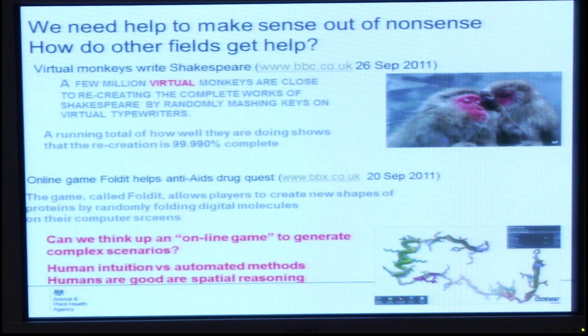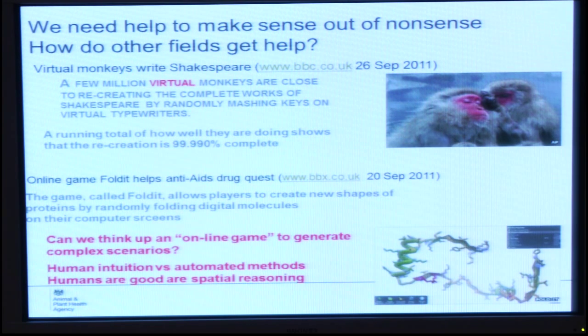So really, I think as horizon scanners, we need some help in terms of what I call trying to make some sense out of nonsense. And I've looked at what other fields do, and I was vaguely amused by this thing in 2011 where they were trying to get virtual monkeys to recreate the works of Shakespeare. Now, that's not really going to help us, because you're not going to know if you've got the right version or not. It is a case of making the sense out of the nonsense from those spidergrams.